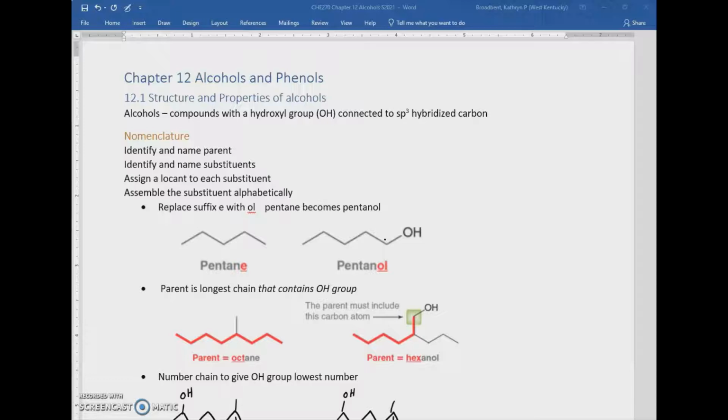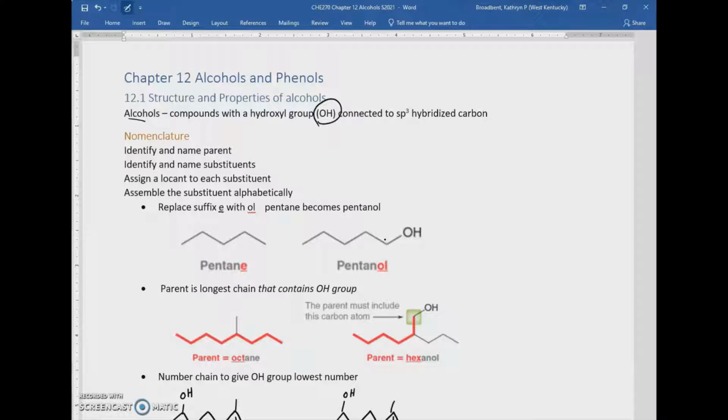So first we need to know how to name these compounds. Alcohols are anything that has a hydroxy group connected to it. And we'll do our naming in the same way. We'll identify and name the parent, identify and name the substituents, assign a locant to each substituent, and assemble it alphabetically.